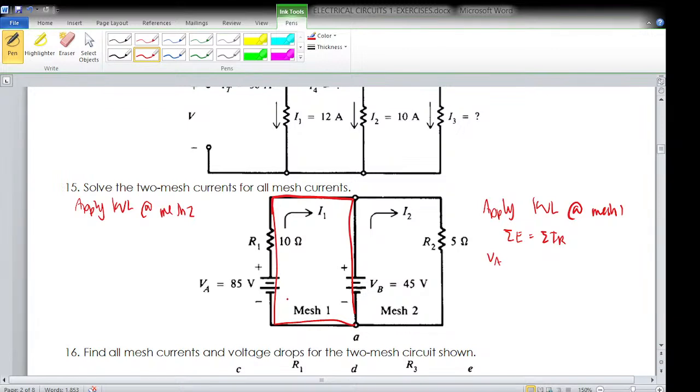So, when you pass through V sub A, what happened to V sub A? Is it a voltage rise or a voltage drop? Voltage rise. Why voltage rise? Because the terminal is positive. Then, when you arrive at V sub B, what happened? Voltage drop. So, therefore, what is the sign of V sub B? Negative. Minus V sub B. Subtract. Okay? Got it? Yes, ma'am.